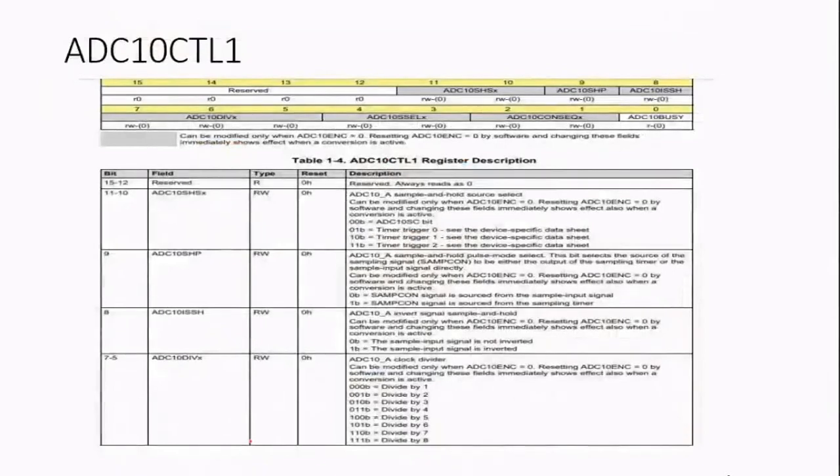In the same way you can find the ADC10 CTL1 register. Both registers are used for controlling and configuring the ADC. Now you can see that in this one also, from the most significant 4 bits, 12 to 15 is the reserved part, so read as 0. Again comes ADC10 SHSX. This is of 2 bits.